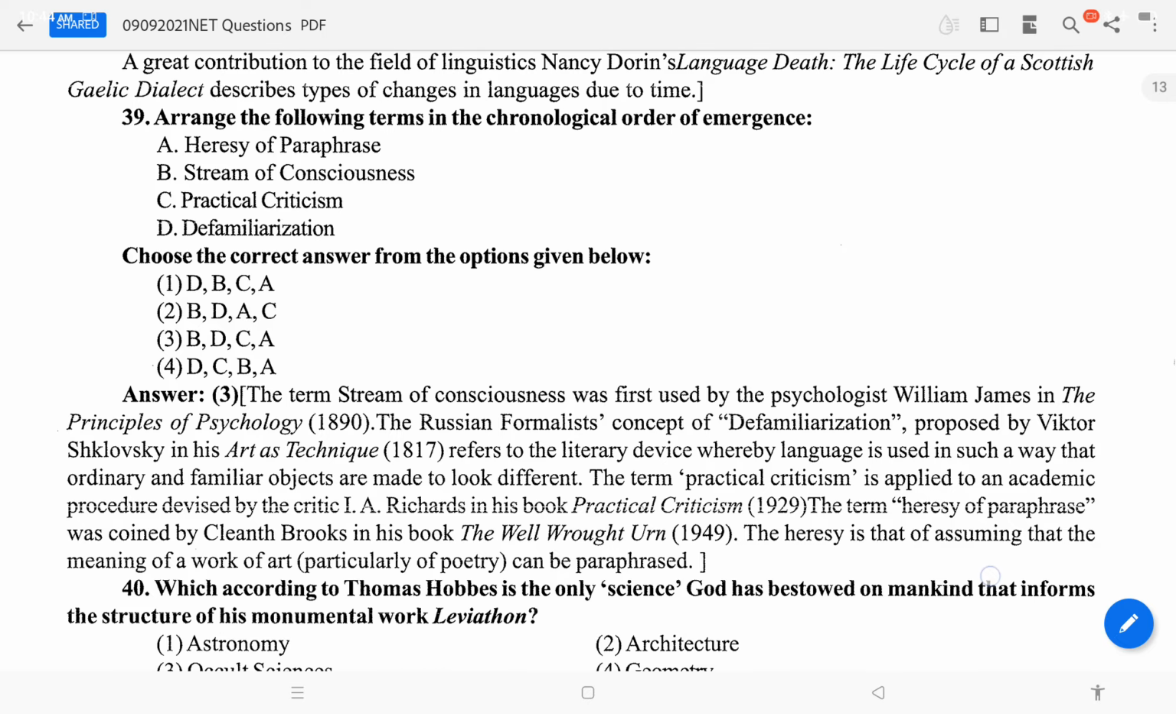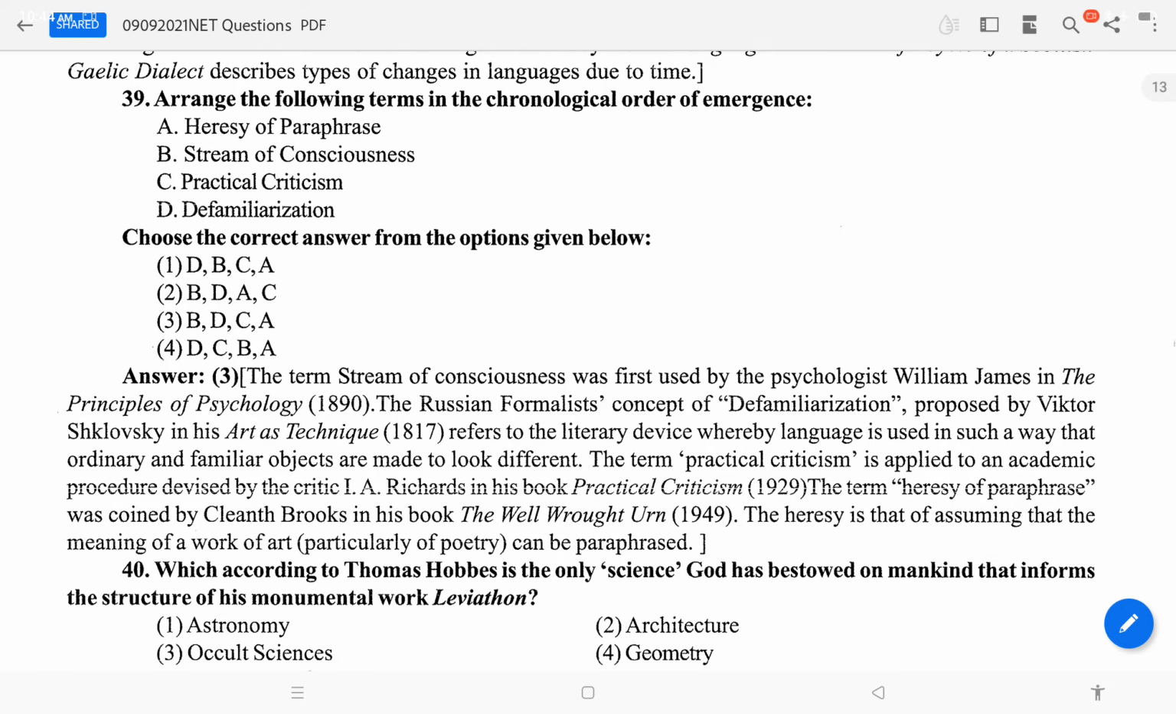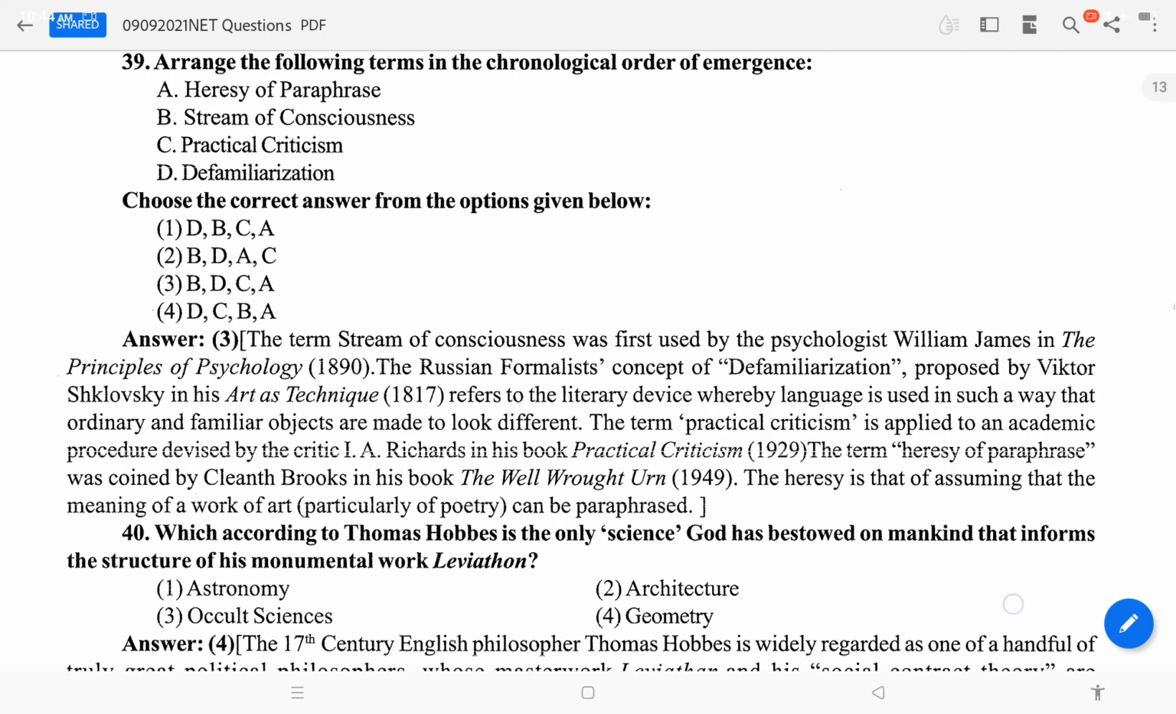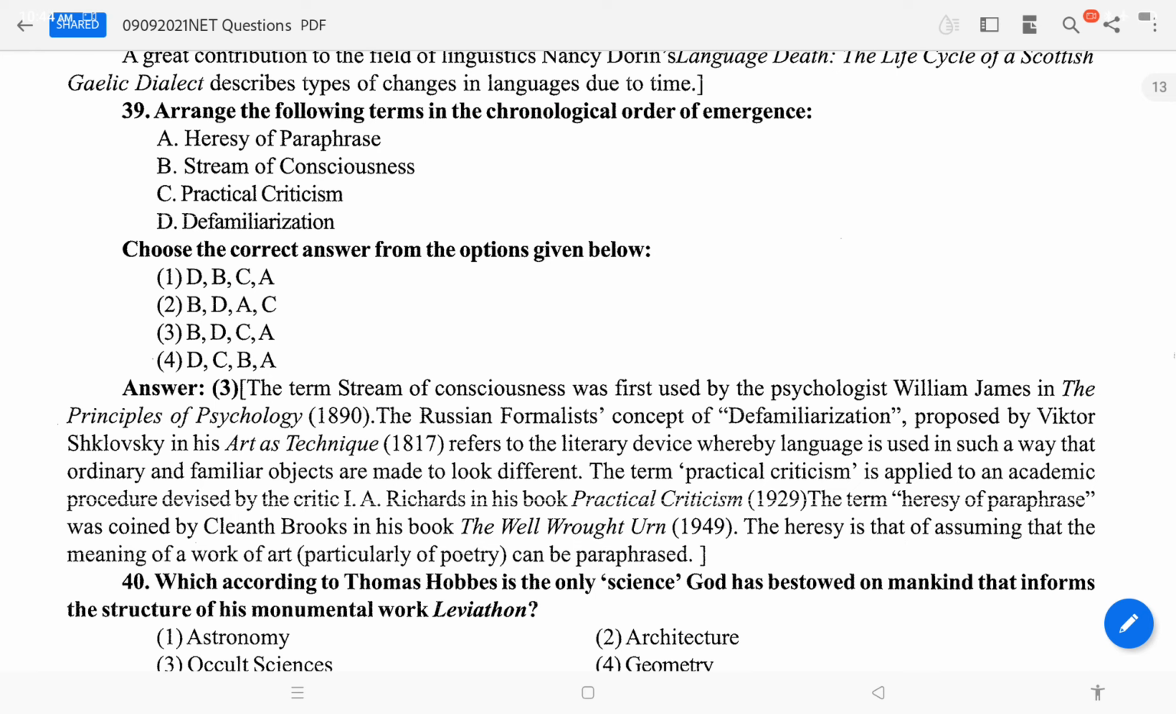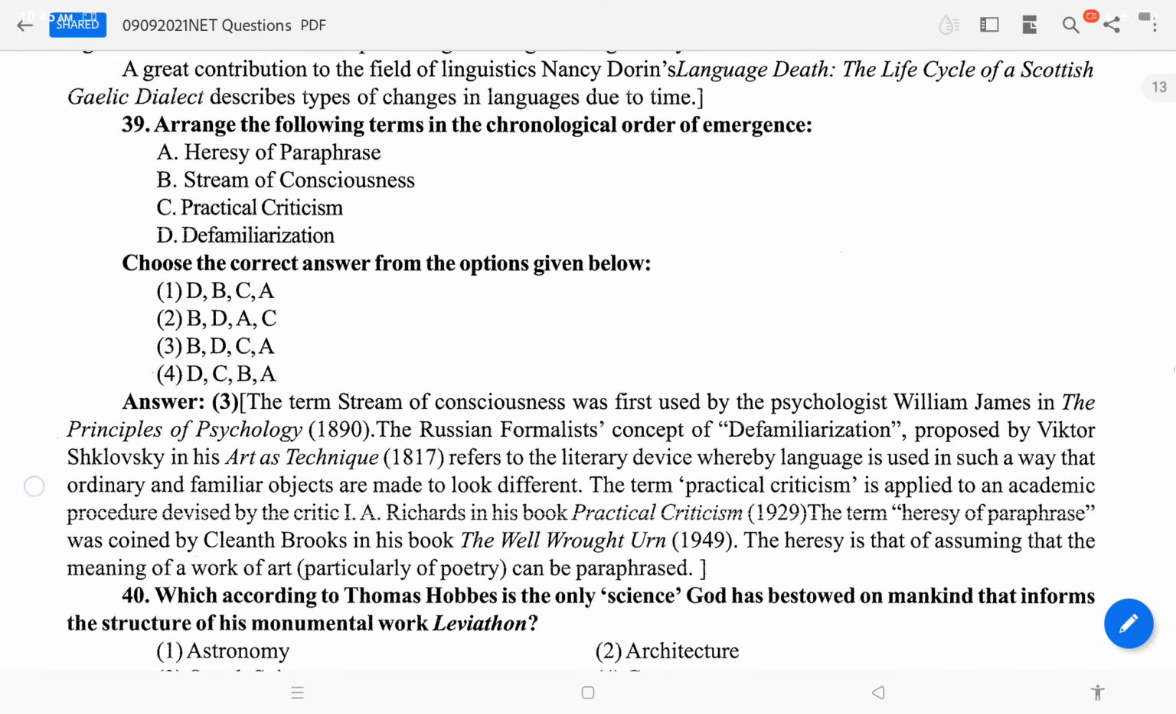Let's see question number 39. Arrange the following terms in chronological order. So in NET they always give this type of question. You have to arrange it in chronological order. The most famous terms like defamiliarization by Viktor Shklovsky, then practical criticism. Let's see them.